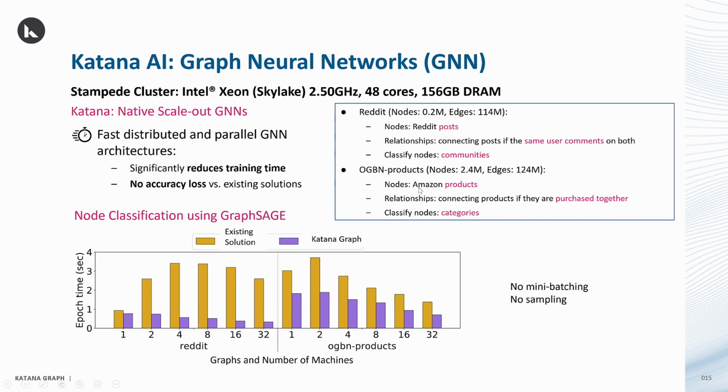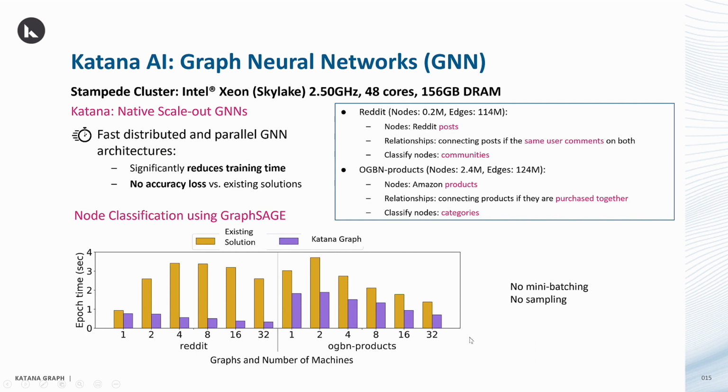Similarly, there's a product database where we have Amazon products and connecting products. There's an edge between two products if they're purchased together. And we want to classify them into categories. Are these books? Are these electronics? Are these something else? And here is the performance that we get. This is a specific graph neural network known as GraphSAGE.